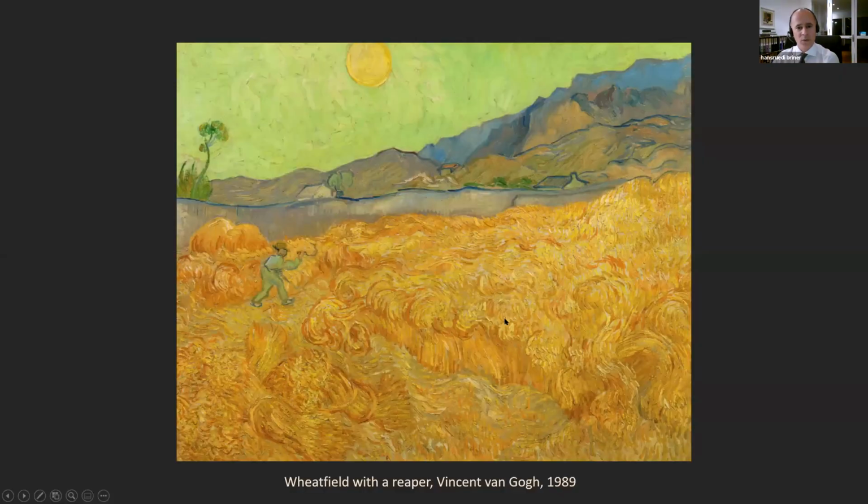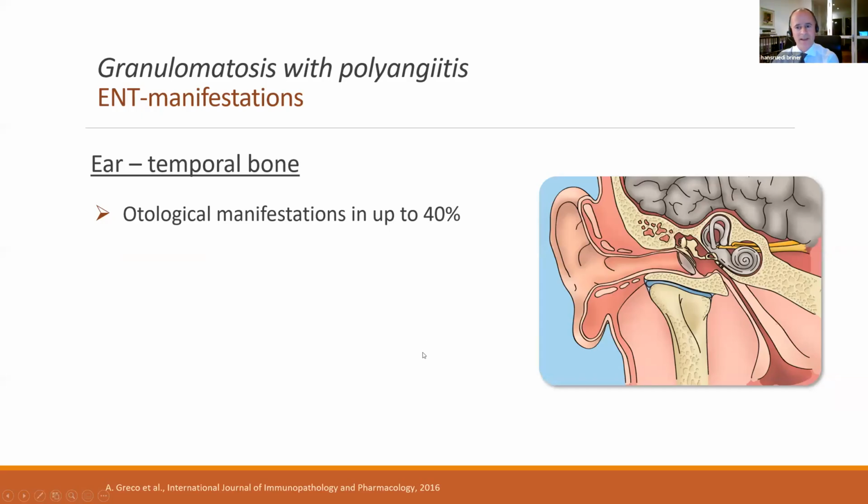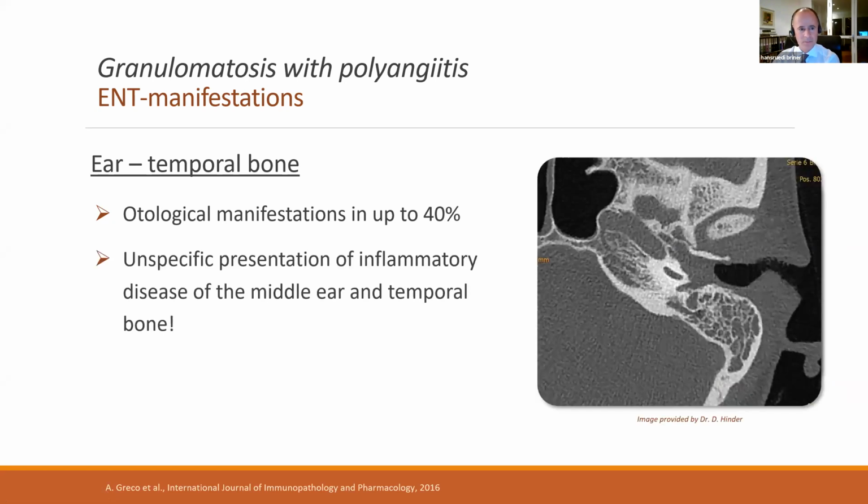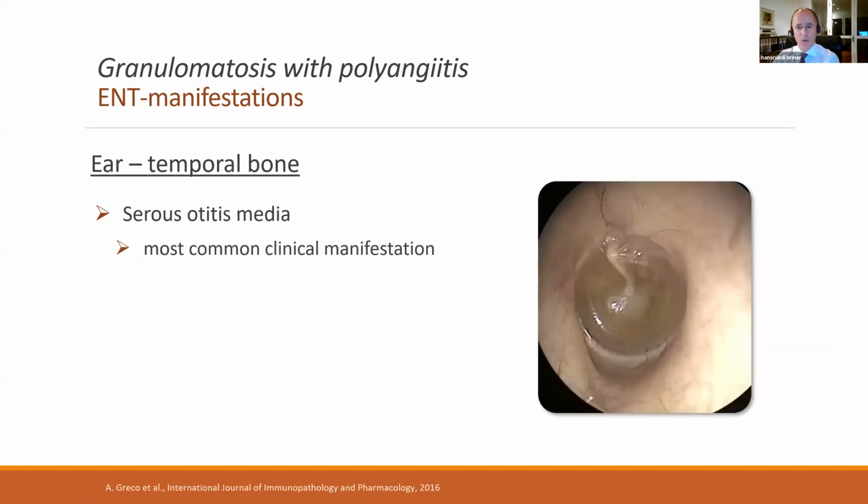Well, let's move on to the second most common manifestations in the ENT area. These are the manifestations in the ear and temporal bone. In literature, these manifestations are found in up to 40% of GPA patients. These manifestations are characterized as unspecific inflammatory lesions of the middle ear and the temporal bone. The most common presentation seen by clinicians is a serous otitis media.